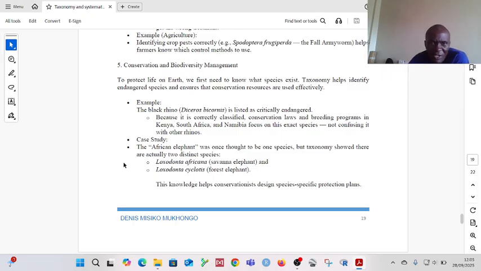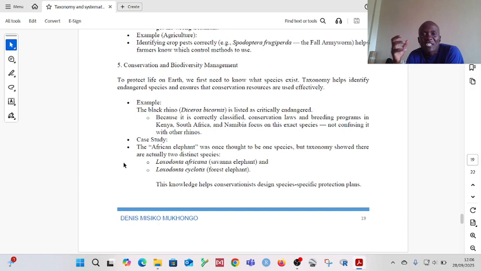The other bit is conservation and biodiversity management. In order to protect life on Earth, we first need to know what species exist. How we identify the species that exist is largely taxonomy. Okay? So through taxonomy then, you are able to identify which species is endangered and which species is not. So once you've identified a particular species that is endangered, then you can go on and now initiate conservation of that particular endangered species.